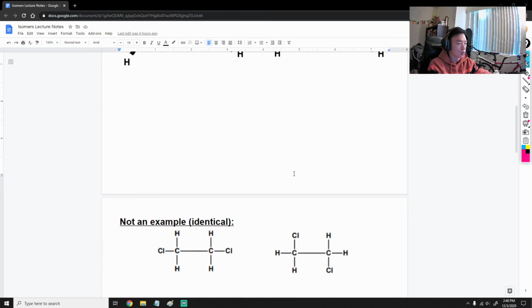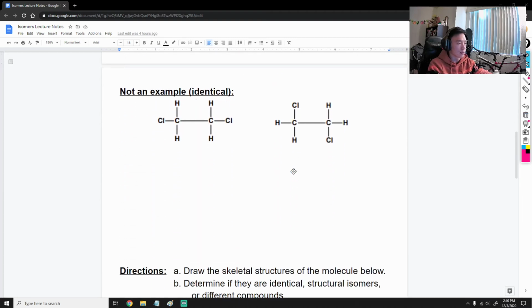All right, so we'll look at an example of something that's not an example of an isomer, and then we'll move on to a couple examples of questions on your assignment. So here we have something that's not an example because they're identical. If you notice, we have 2 carbons. We have 1 carbon right here, a second carbon here, and the same thing for the structure on the right. Now this carbon has a Cl going out to the left, and this carbon number 1 has a Cl going up.